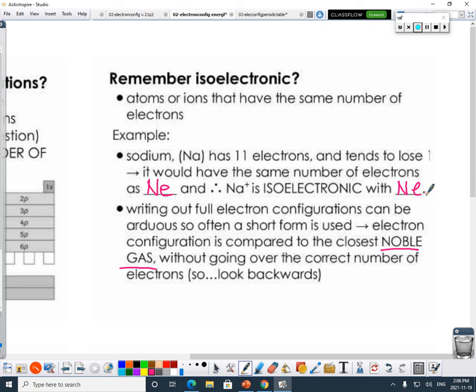However, the only annoying thing is, it's like The Price is Right. You can't go over. So for example, something like chlorine, it's tempting to use argon, but it's over. It's got 18, so you have to go backwards. So you would still use neon and then have to write what's left over. So sometimes students are like, Ms. Todd, the short form isn't very short. Fair. But we can't go over. So you've got to look backwards. That's what that means.